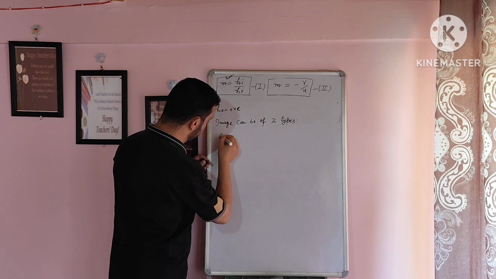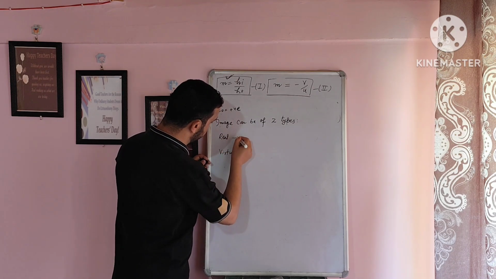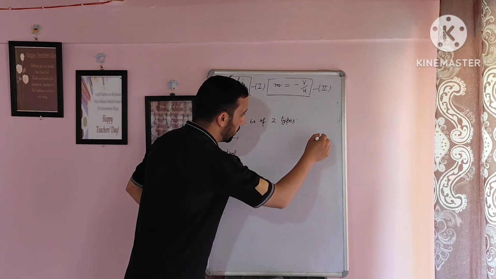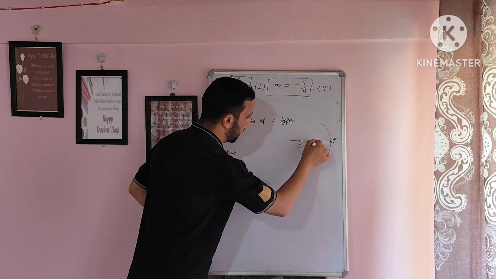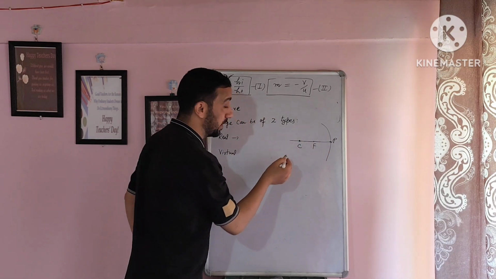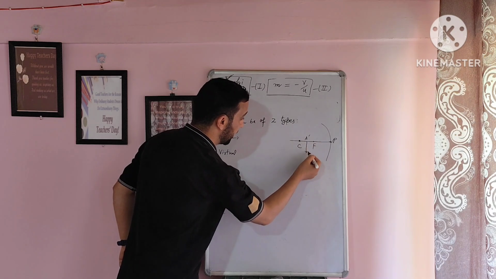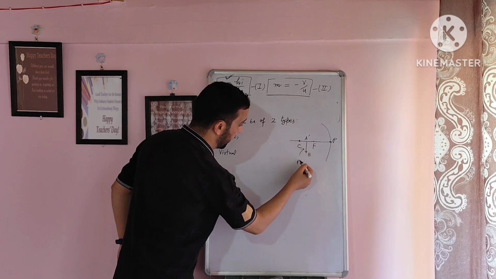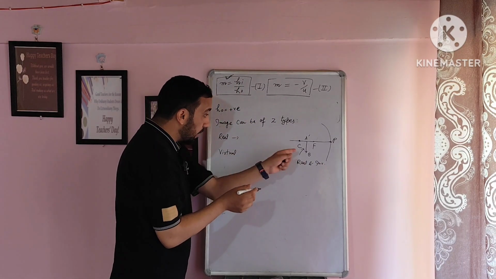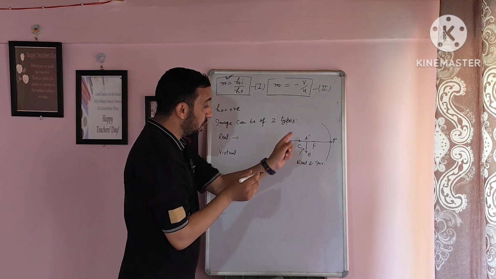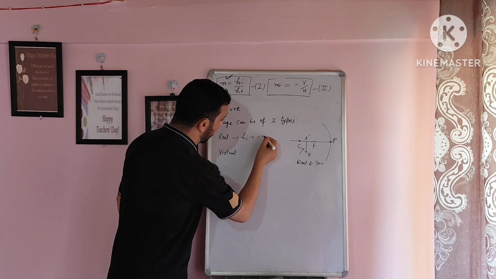It can be real, it can be virtual. Dear students, if it is real, it is like this. If this is P, this is your C, this is your F. If it is real, it is always inverted. That means it will be inverted like this. So this is the real and inverted image. If the image is real or inverted, we can say that Hi is negative.